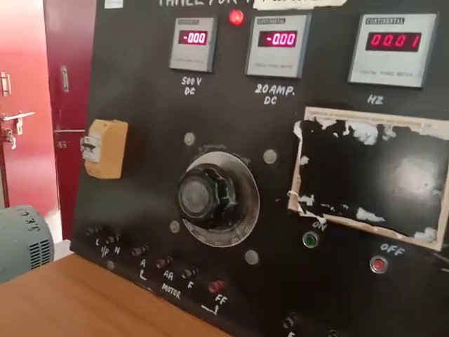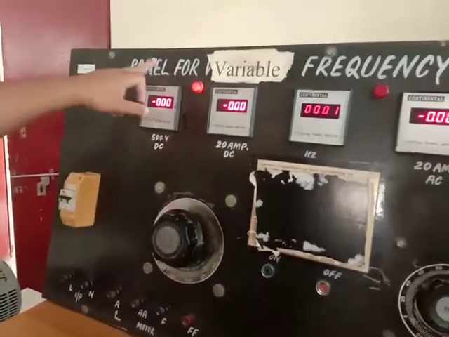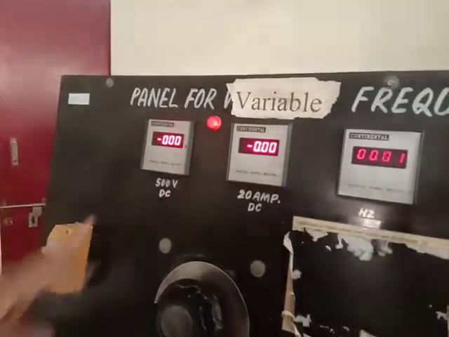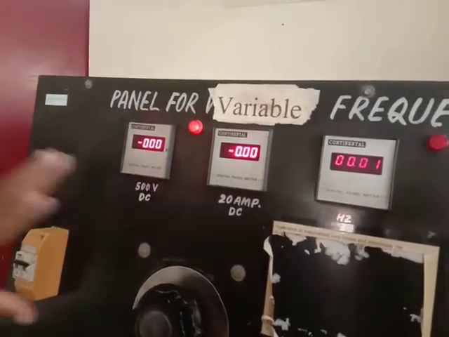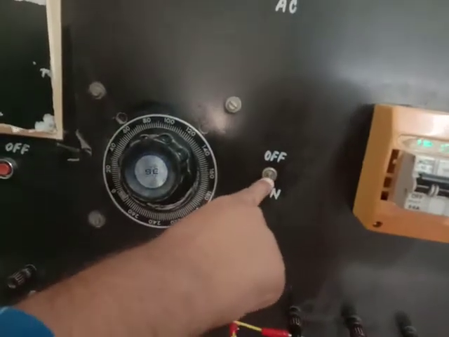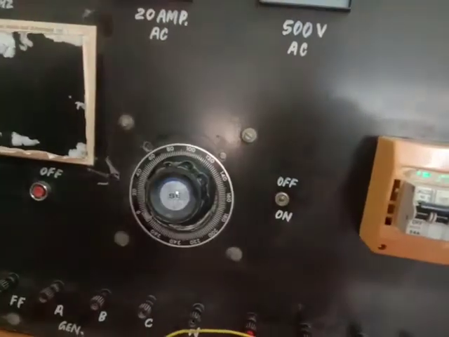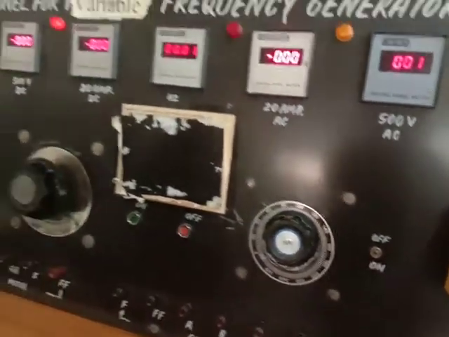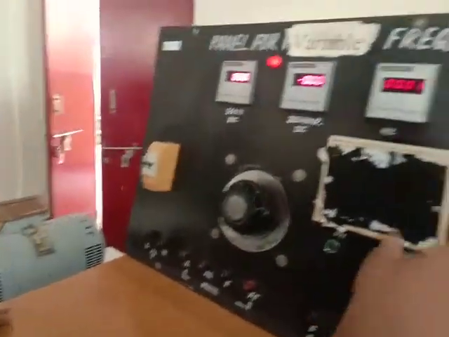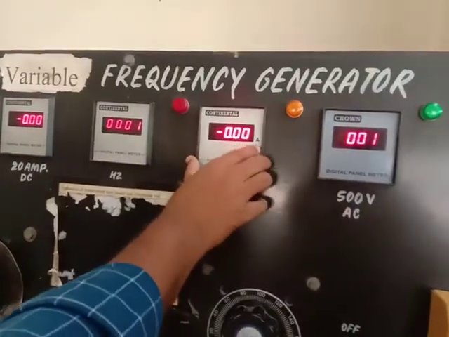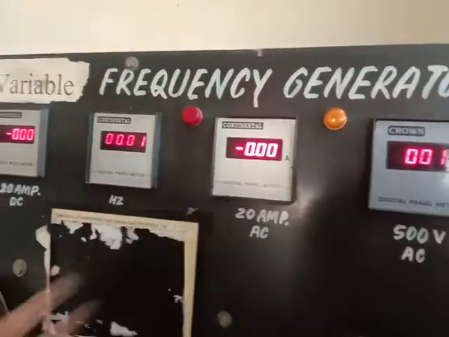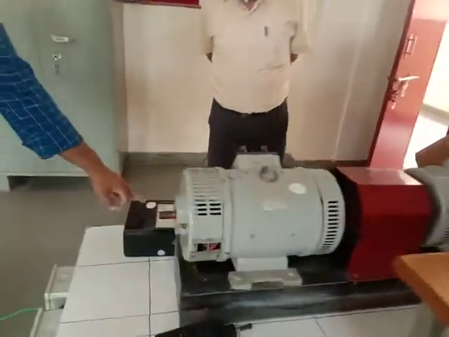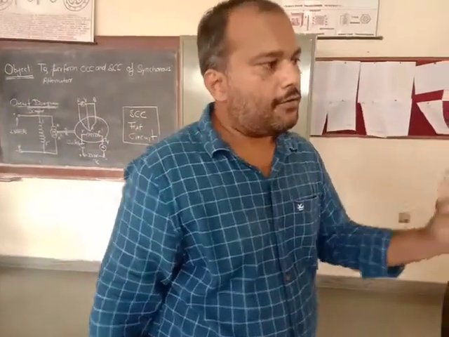Now I'll increase the voltage gradually till 210 volt. When it reaches 210 volt, I'll switch on this supply. So initially it is wrong, it has to be like this. Then we'll take this ammeter reading, which is the short circuit current, versus this ammeter reading, which is the field current. So SCC is the characteristics between armature current and the field current.